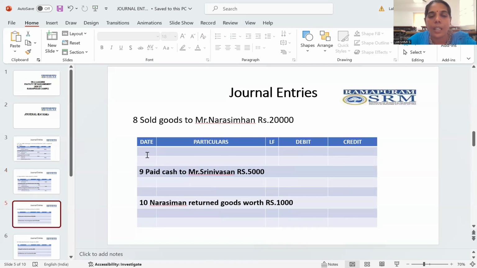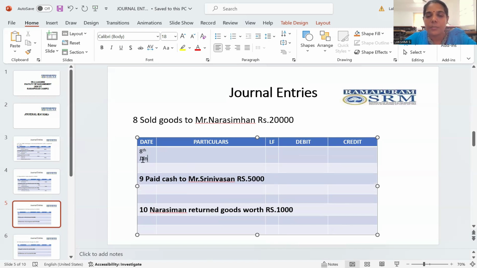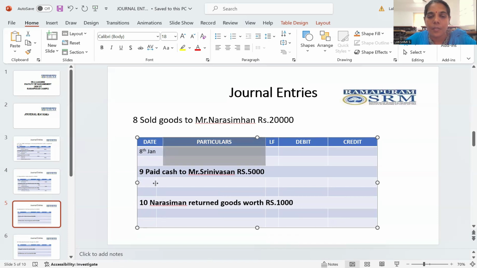Next entry is on 8th January. Sold goods to Mr. Narasimhan. We sold goods to Mr. Narasimhan. The word cash is not given here, so we sold the goods to Narasimhan on credit. So we take this one as a credit sale. So goods go out of the business. Cash does not come into the business.